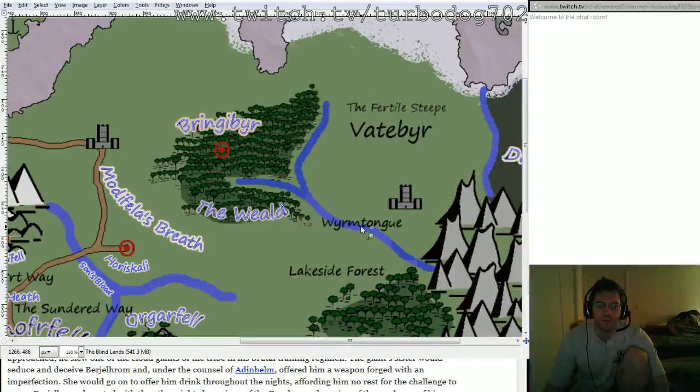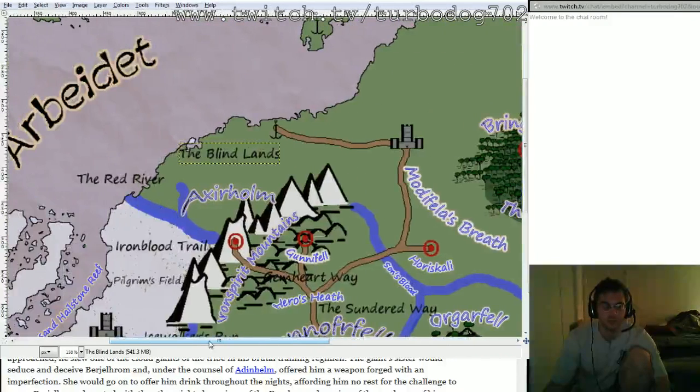The Worm Tongue, the river, splits into two. Kind of like a snake. Or any type of lizard, really. Maybe there's a lizard with a non-fork. I don't care.